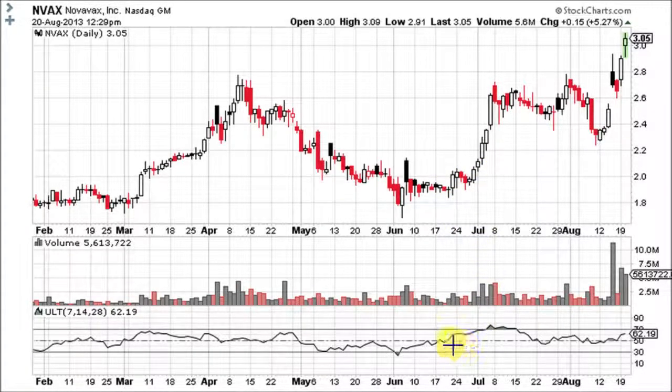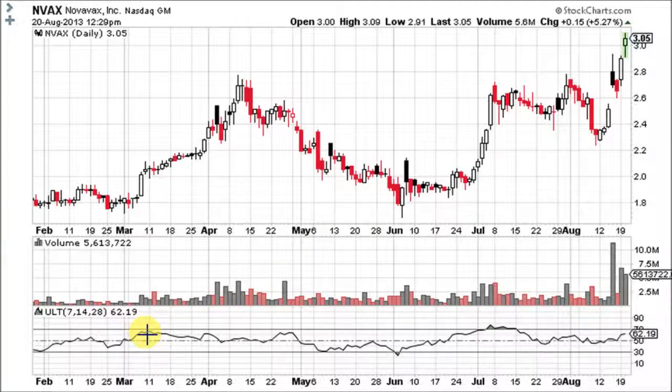Then after a really nice run, too vertical, too far, too fast, needs a pullback or a cool-off period, the ultimate oscillator gets overbought above 70, does a double top, breaks down through 70, and the stock consolidates in a sideways to slight downtrend. The other signals this indicator gives are bullish and bearish divergences.